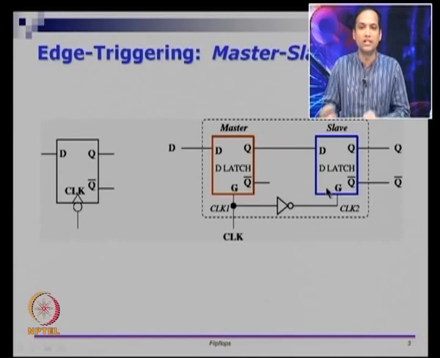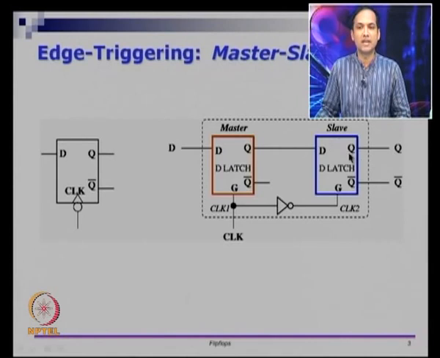So, we take two of the D latches, put them back to back, and we take the external input D connected to the master's D input. We take the master's Q, or the output of the master latch, connect it as input to the slave latch, and the output of the slave latch goes to the external world. In fact, the slave has two outputs, Q and Q bar. You tap those two, you get Q and Q bar for the external world.